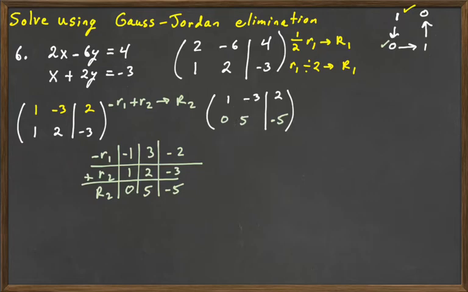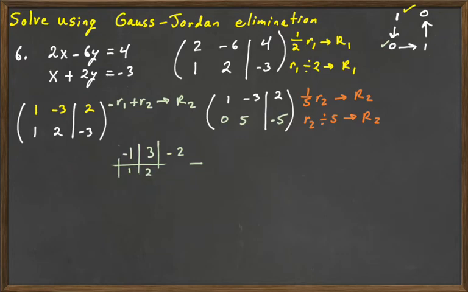Now, dividing by the 5 is the same thing as multiplying by 1/5. So more formally, we would say 1/5 row 2 replaces row 2. Or you can think of it as row 2 divided by 5, and that's going to become our new row 2. So we're going to go ahead and erase this scratch work here.